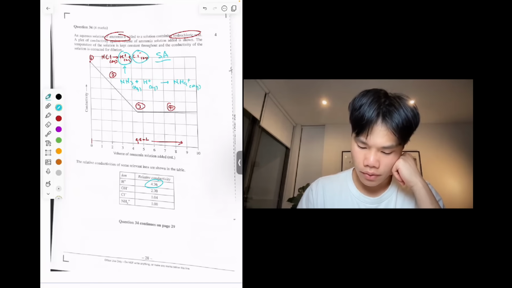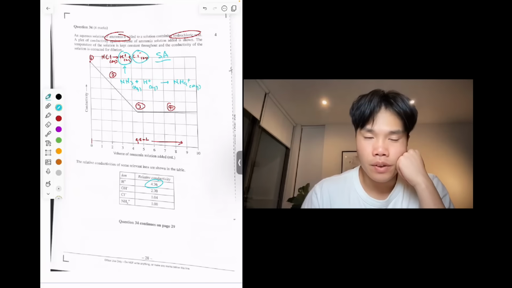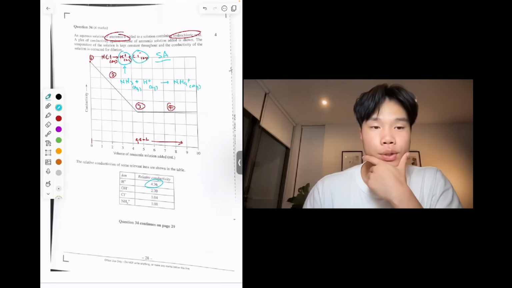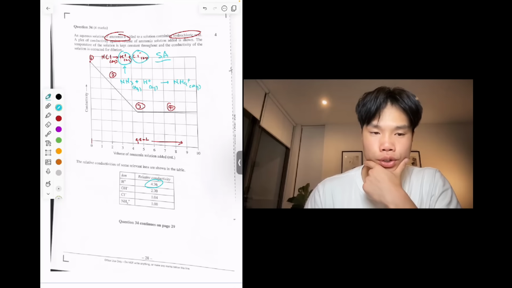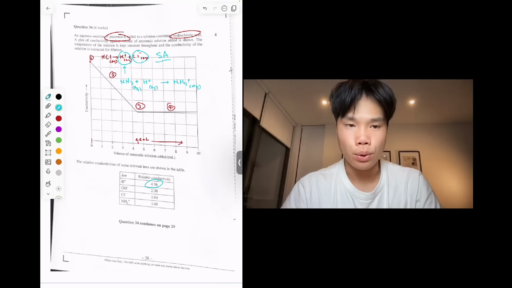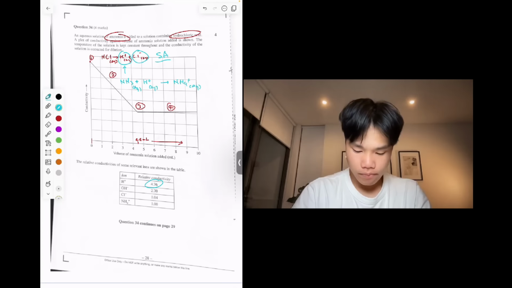And you can say that therefore, as ammonia is added, NH3 reacts with H plus, which forms NH4 plus and decreases the H plus concentration in solution. That leads to a decrease in conductivity because the concentration of H plus ions decreases, and so the conductivity they contribute also decreases over time.